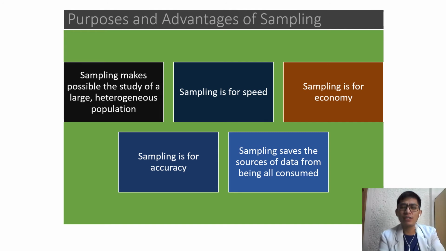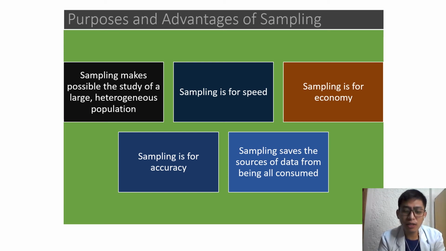Purpose and advantages of sampling. Sampling makes possible the study of a large heterogeneous population. Sampling is for speed because if your study comprises a national scope, you should have a representative of different nurses across the Philippines.